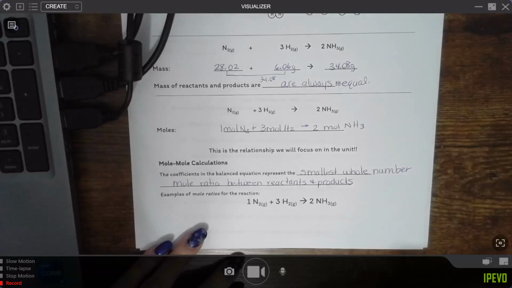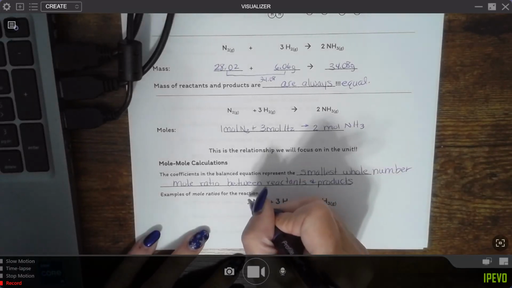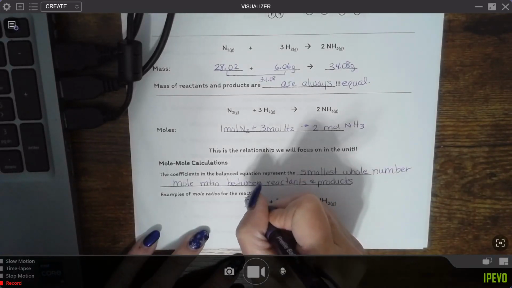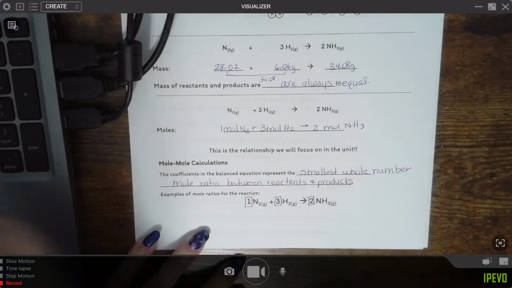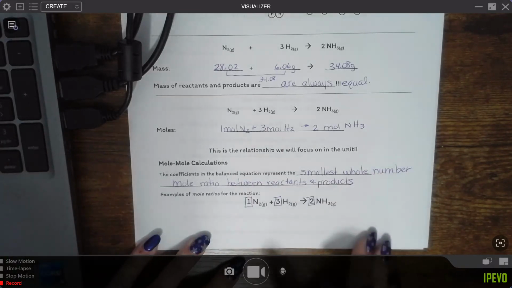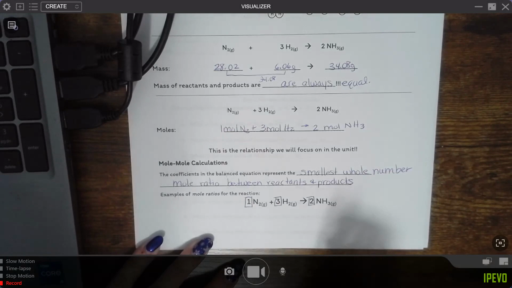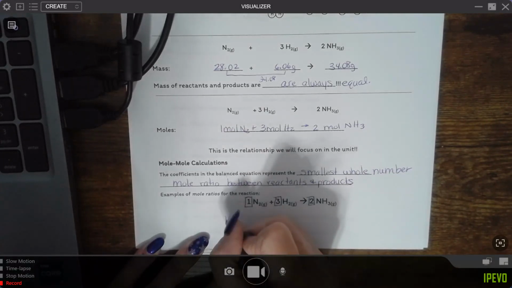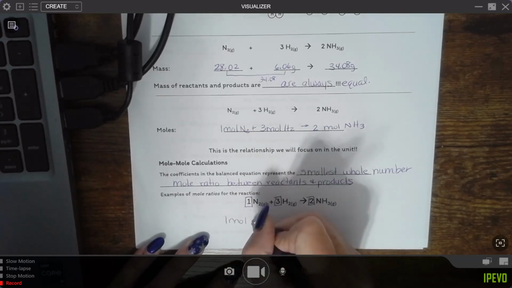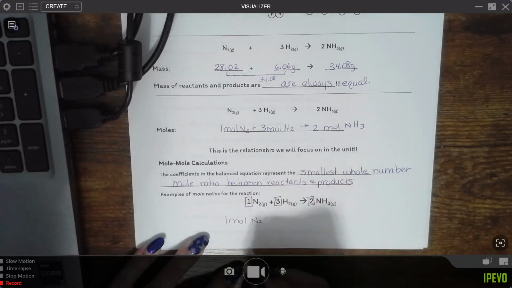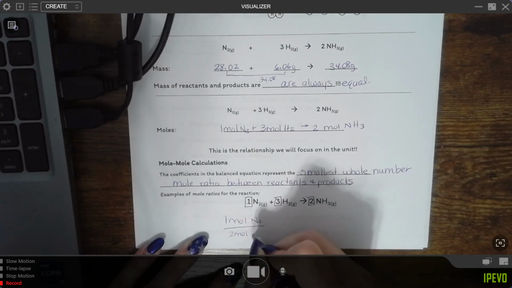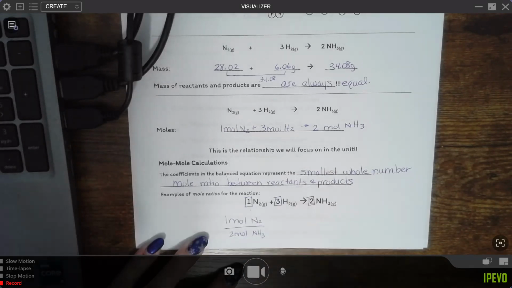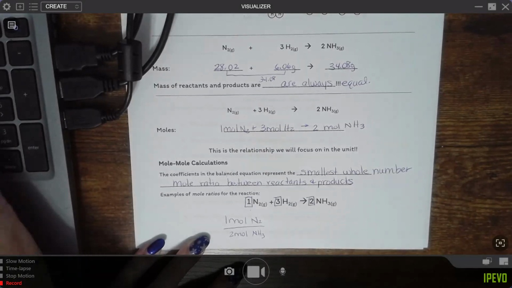to compounds. And what we're going to use are the coefficients in our balanced chemical equation. Okay, so this tells us, for every 1 mole of nitrogen, we could make 2 moles of NH3, just by using the coefficients in our balanced chemical equation.